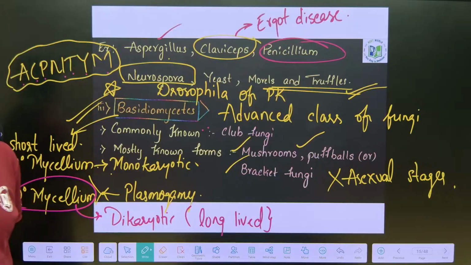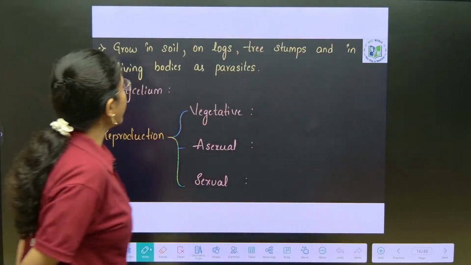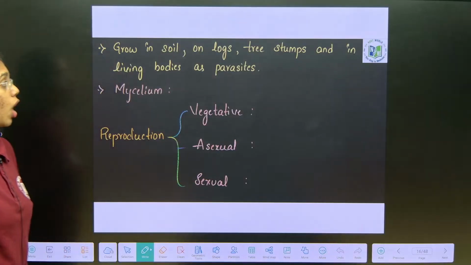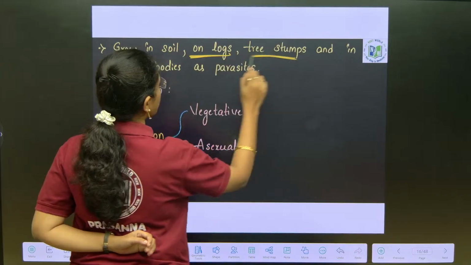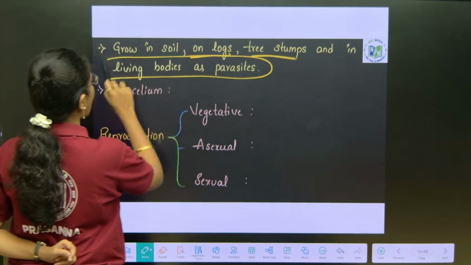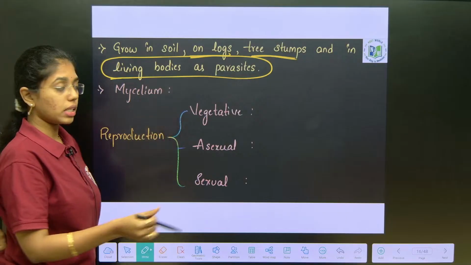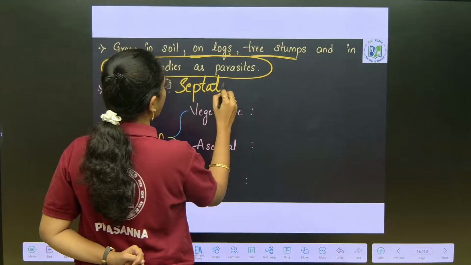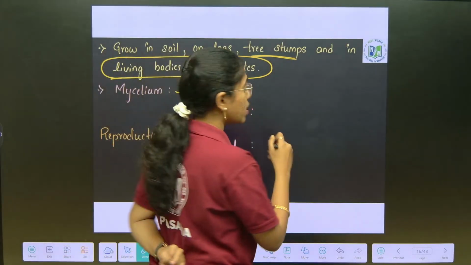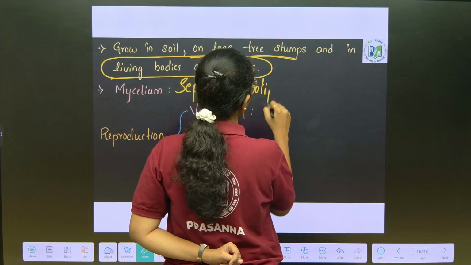These are the most known forms of Basidiomycetes, and they grow in soil, on logs, over tree stumps and in living bodies as parasites. Okay. The mycelium of Basidiomycetes is septate, and it has what type of septa? Dolichopore septal pores. Dolichopore septa.